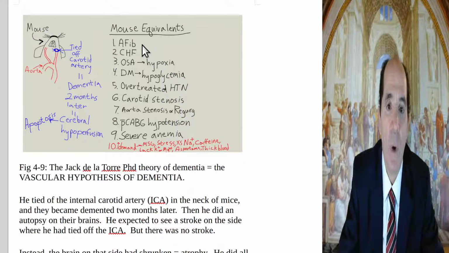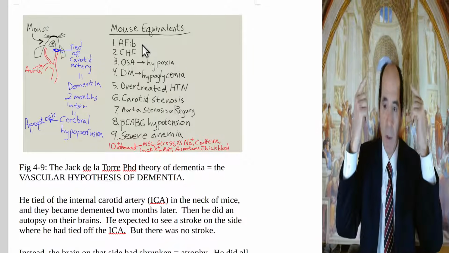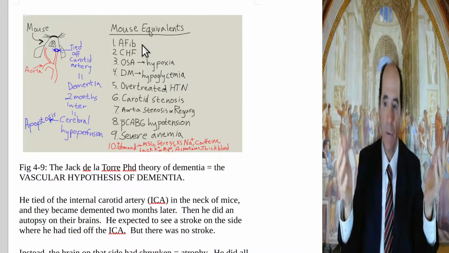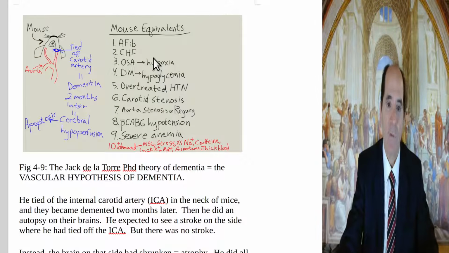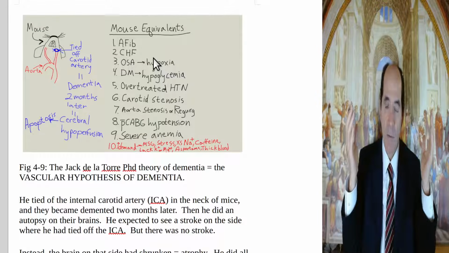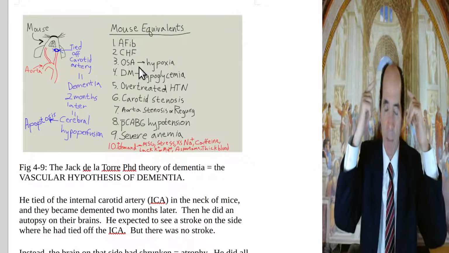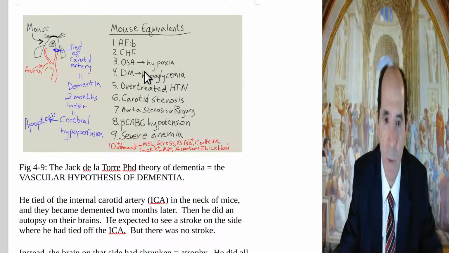All right, what else will cause underperfusion of the brain? I call these mouse equivalents of the Jack de la Torre mouse. If you have atrial fibrillation, you're not pumping enough blood to your brain, you're like the mouse, increases your risk of dementia. Congestive heart failure, you're not pumping enough blood, you're like the mouse equivalent. Dementia. Obstructive sleep apnea, you've got a hypoxic brain, okay, it's a mouse equivalent.